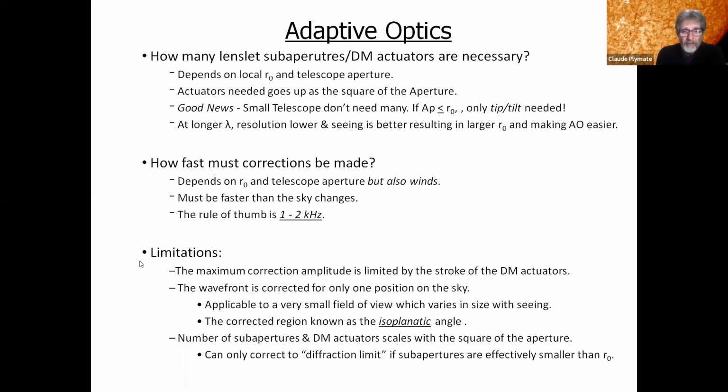And of course, the number of subapertures and deformable mirror actuators scales with the square of the aperture. And I should also point out that on the deformable mirror, you would need at least twice the number of actuators as subapertures that you're using, because within each subaperture, you need to correct for both tip and tilt. And of course, you can only correct to the diffraction limit, to the limit of what your optics can deliver, if the subapertures are effectively smaller than your r0.